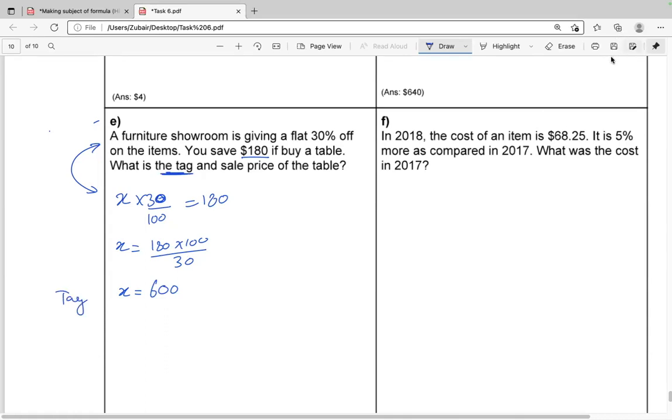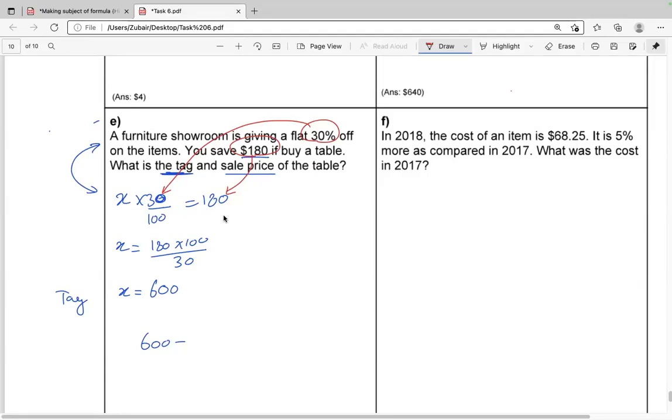On the other hand, we need to find the sale price. So why does 600 equal 180? To save the 30% was the concession. And how much was the concession? That was 180. So that is why we equated it with 180: 30% of the marked price of the tag price.